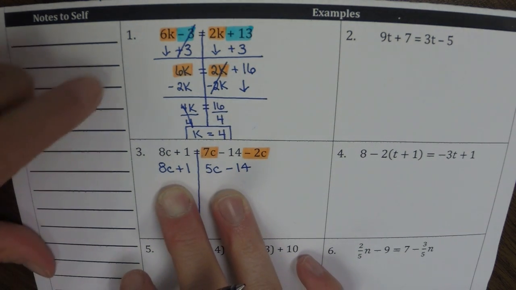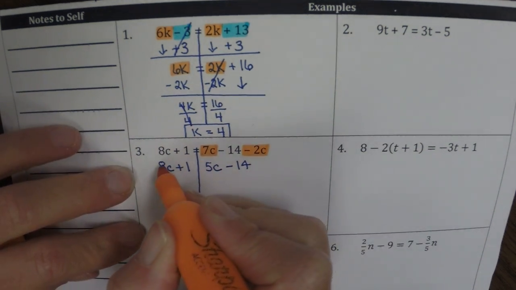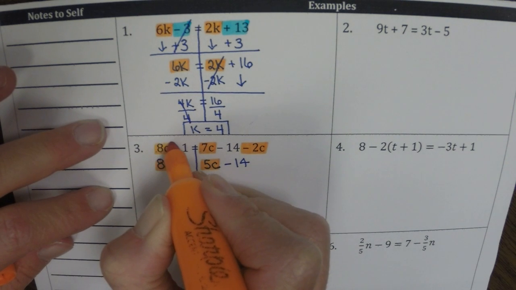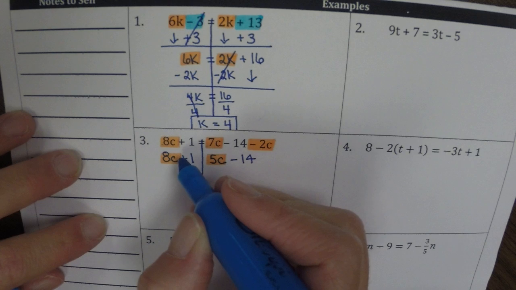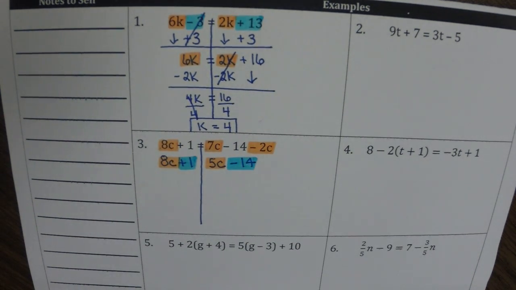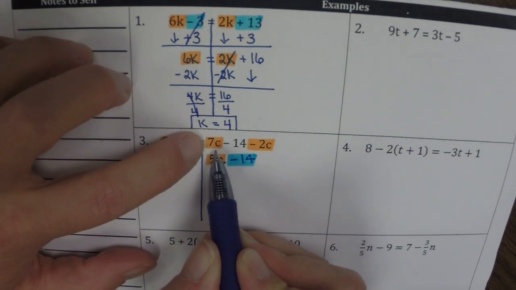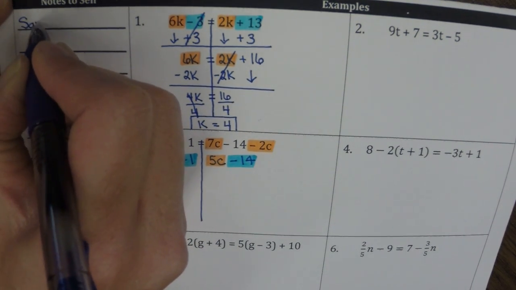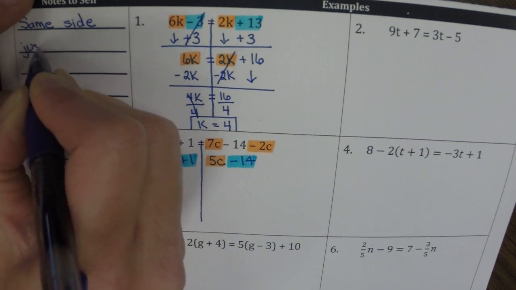Now, this problem looks much like number 1 that we just did before. So again, I'm going to go ahead and highlight these because these are my like terms still. And of course up here this was also still a like term, but we were only doing the sides separately. Then I would do these, okay? And now here's the difference. In fact, we're going to put this in the notes to self. If they're on the same side, you just combine. So same side, just combine.